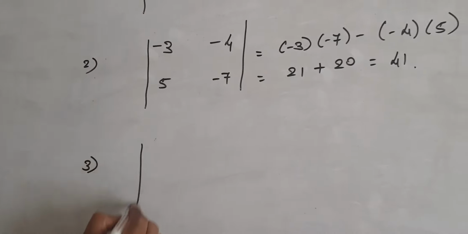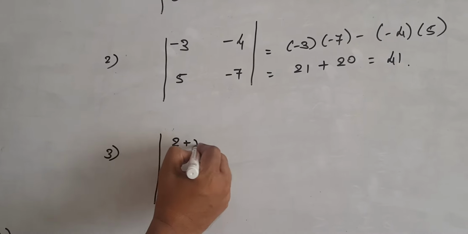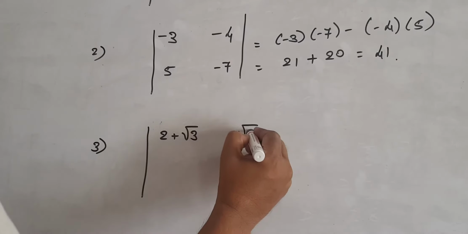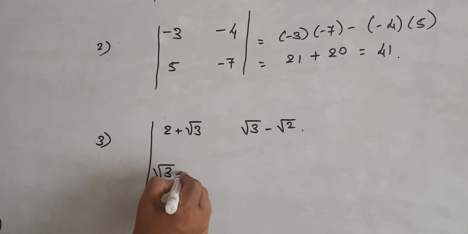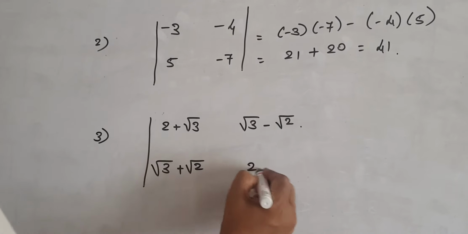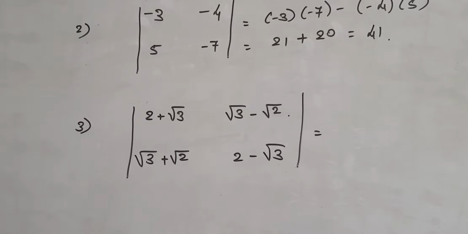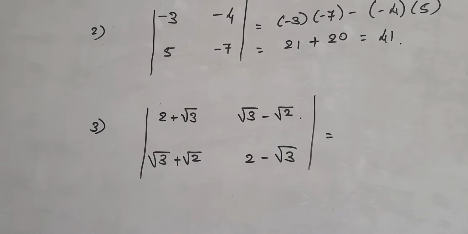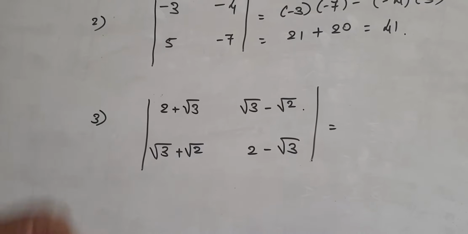Sometimes they can give you an irrational number like this. See, 2 plus root 3, root 3 minus, root 3 plus root 2, 2 minus. Try to understand. The thing is: what is the value of this determinant? Just cross multiplication.